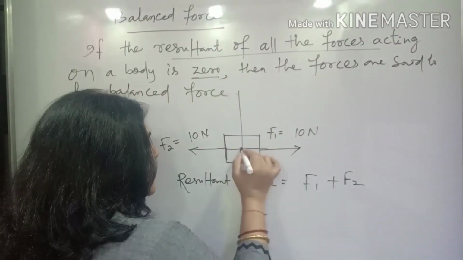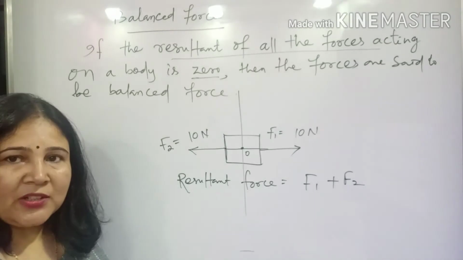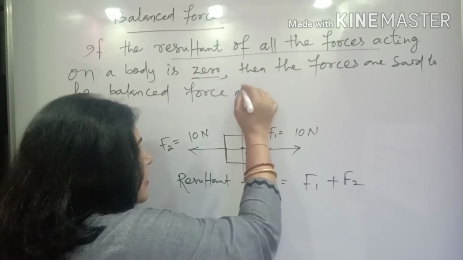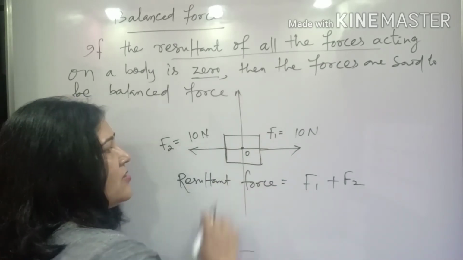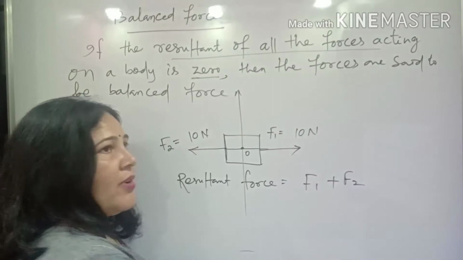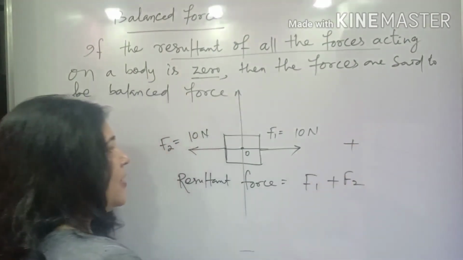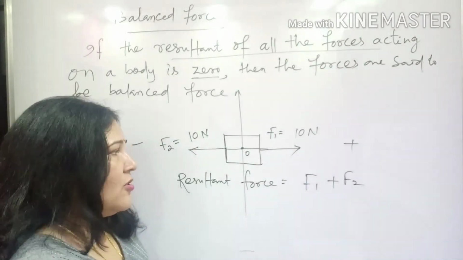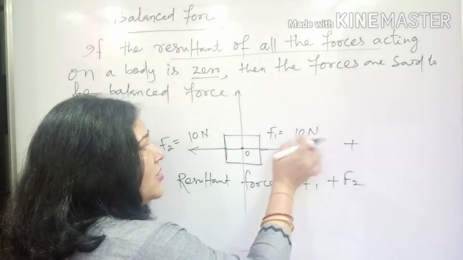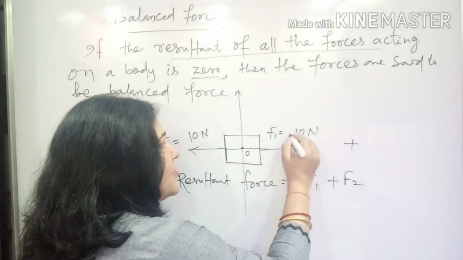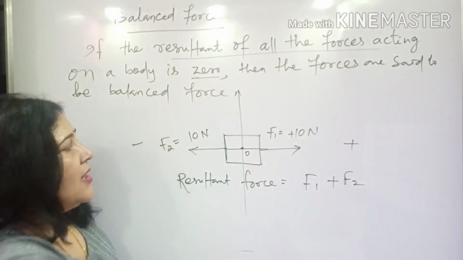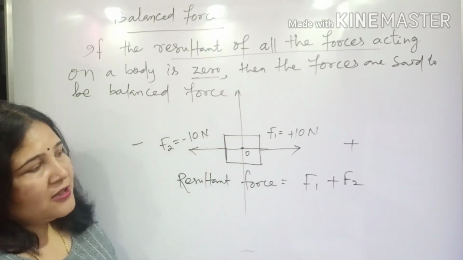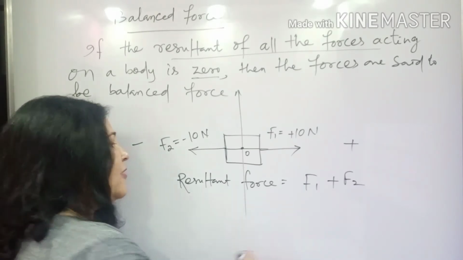Let's suppose this is the origin, as you might have done in graphs. In that case, this is your y-axis, this side is your x-axis, and this is the origin. Going from the origin to the right, you take the positive side. Going from the origin to the left, that side is taken as negative. The same pattern will be followed here also. Now this 10 Newton F1 is on the positive side, so it can be taken as plus 10 Newton. And this 10 Newton on the left side can be taken as minus 10 Newton. Okay, now we'll find the resultant force.